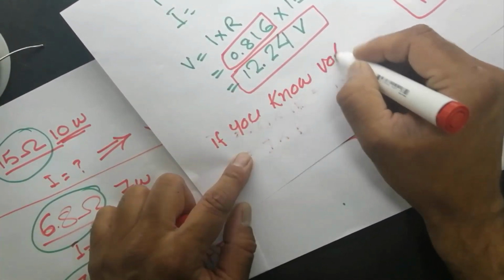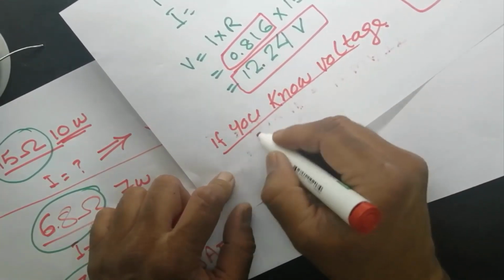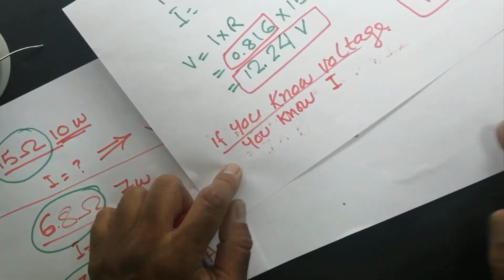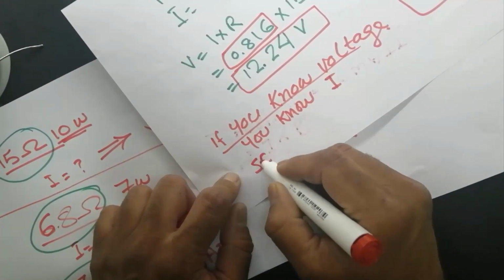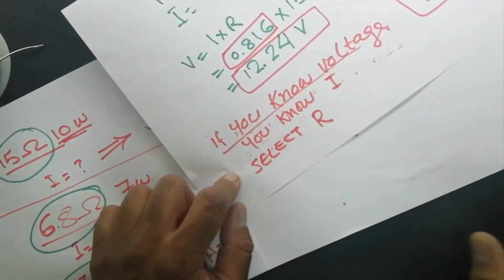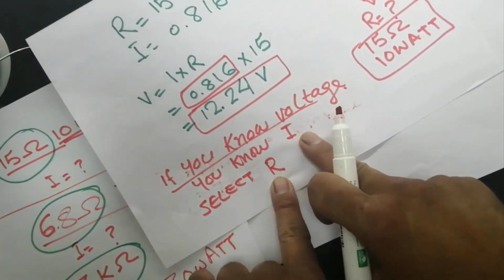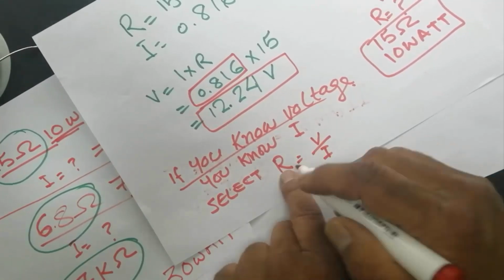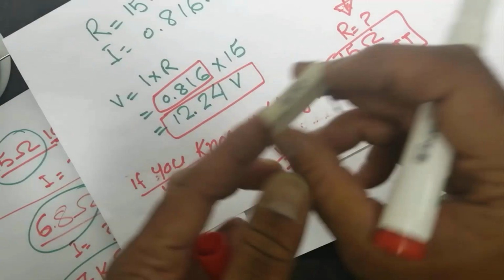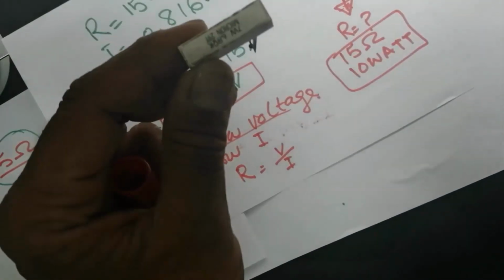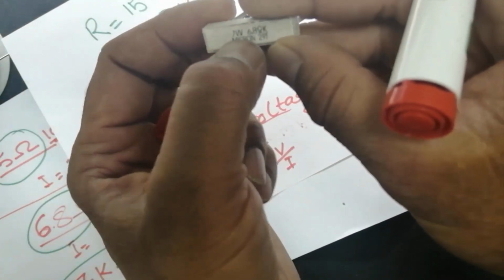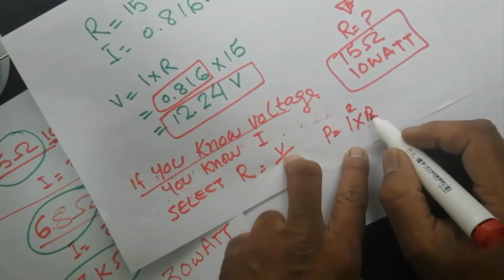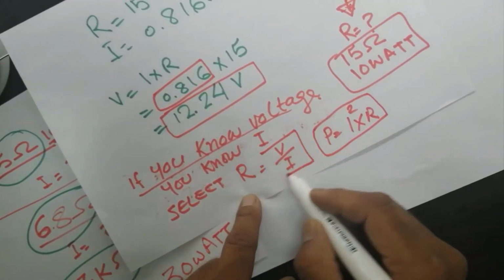If we design a circuit where we know the value of voltage and we know the amount of current, I is equal to 0.816 ampere, we can select the value of resistance. R, the value of resistance, will be V over I, this formula. Now we can determine the amount of resistance, that is 15 ohm. We can select any amount of resistance and wattage. Now we can find power dissipation, how much will be I squared R.